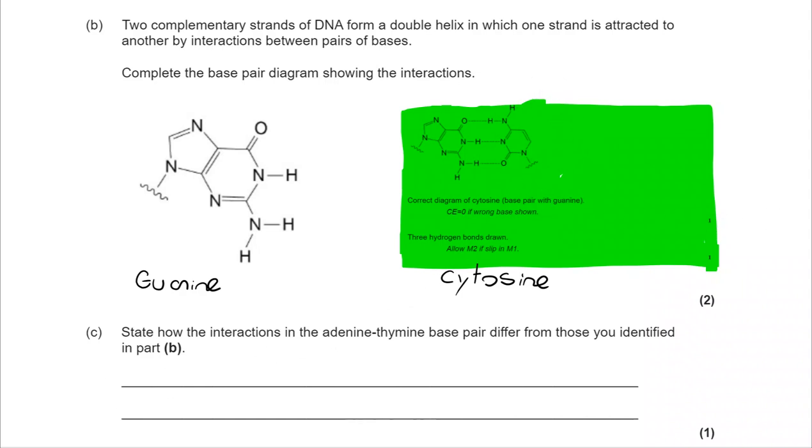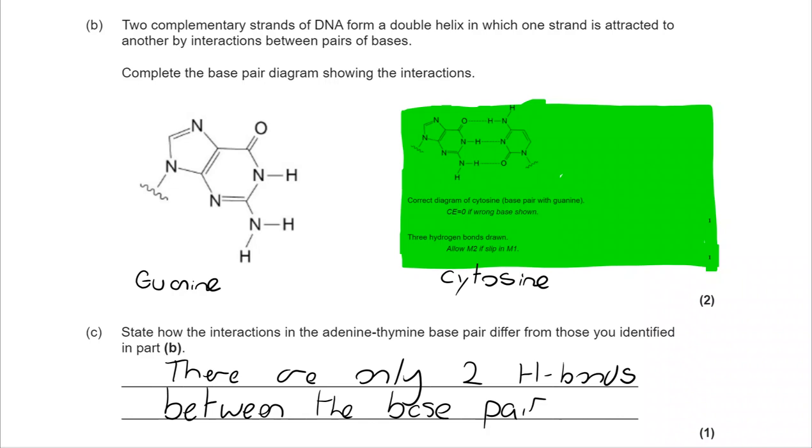If we move on to part C now, how do the interactions in adenine-thymine base pair differ from those identified in part B? Well, there is a really fundamental difference, and it hinges on the number of hydrogen bonds. Guanine and cytosine, we've got 3 hydrogen bonds. But in adenine and thymine, there are only 2 hydrogen bonds between the base pairs. And that takes us to the end of part C.